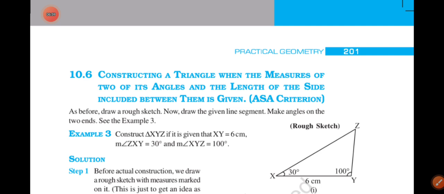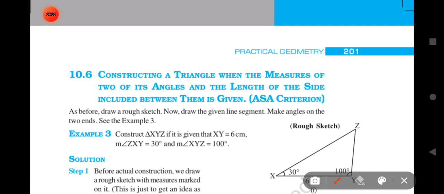Constructing a triangle when the measures of two of its angles and the length of the side between them are given. As before, draw a rough sketch. Now given a line segment, make angles on the two ends. See this.